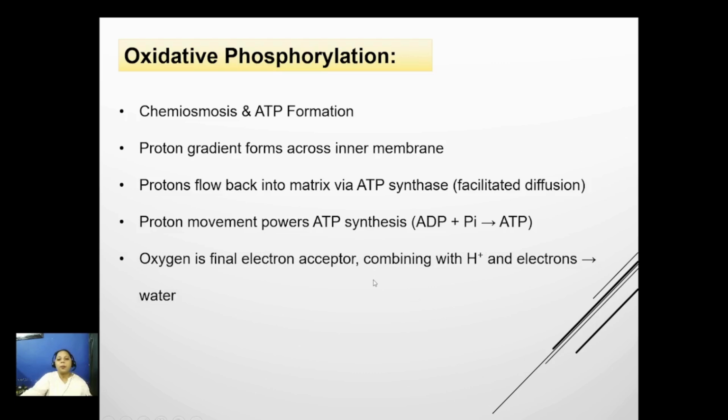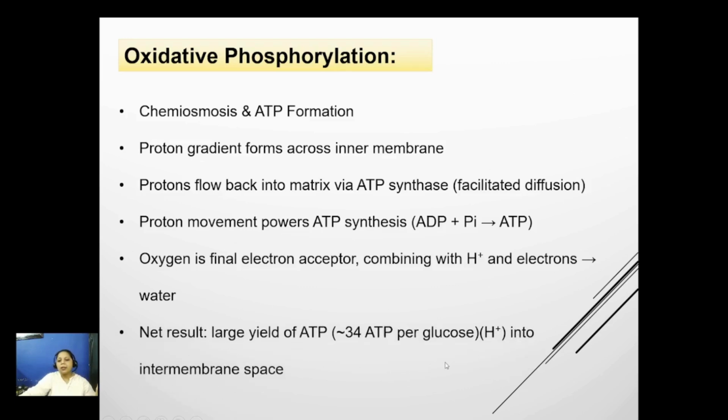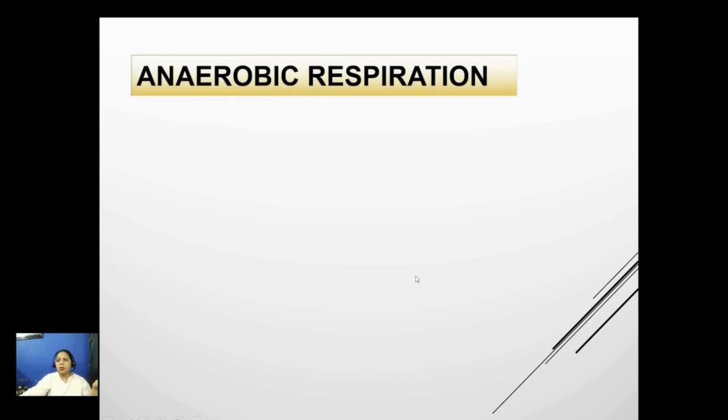Oxygen is the final acceptor here. Oxygen is combined with proton and electron and the ultimate product is water. So the net result is that almost 34 ATP per glucose are produced and the hydrogen ions are pumped into the intermembrane space. So this is all about the electron transport chain. Let's discuss anaerobic respiration in some other video. See you there. Till then, goodbye.